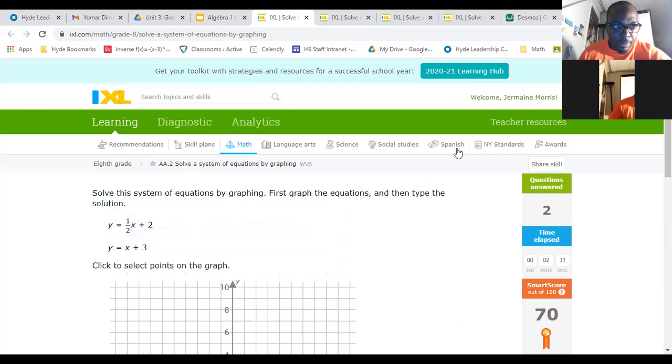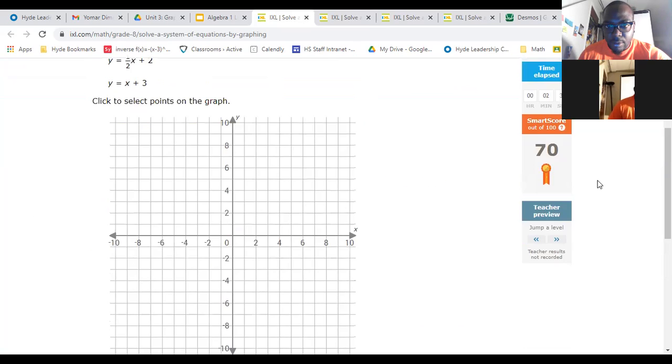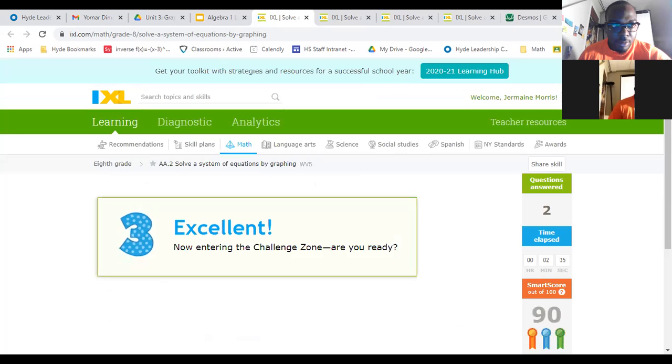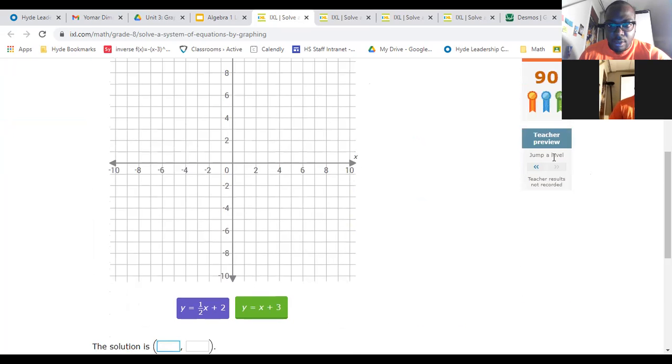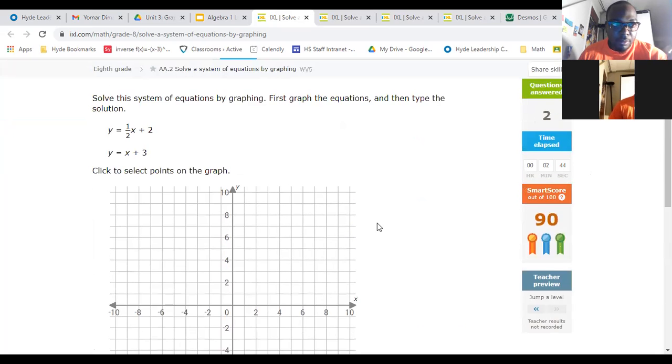Now let's go up another level. All right, let's see. Let's go up another level to see what's going on. Excellent job. All right, that's good. So that's the hardest level there.